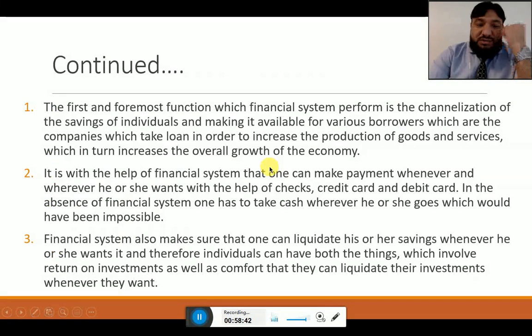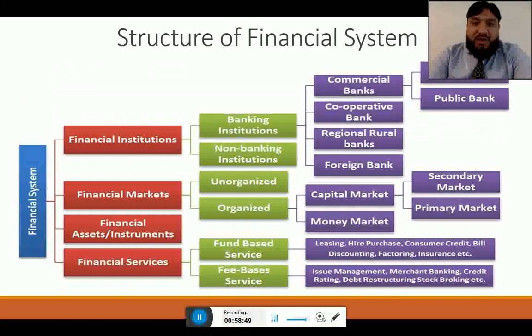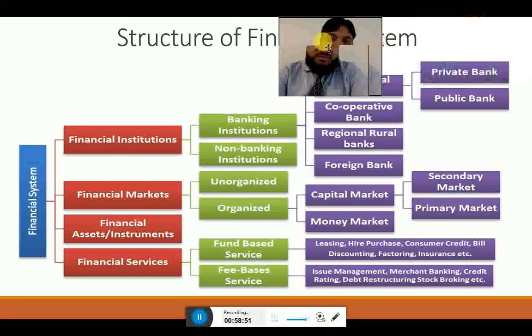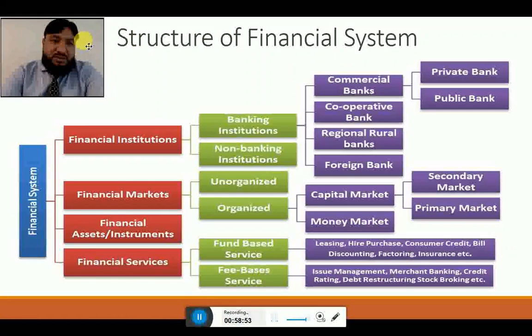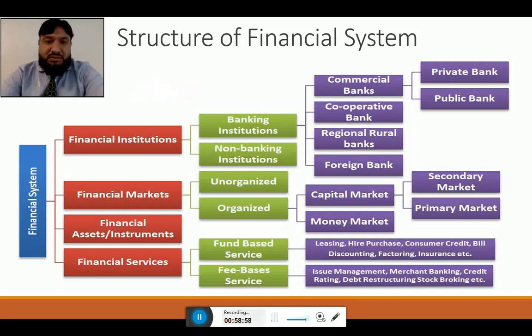Okay, the same things are discussed here in these slides. You can go ahead and read them for yourselves. This is the structure of the financial system. There is the financial system, financial institutions, financial markets, financial instruments, and financial services. These are the 4 components, and the 5th component is money, which is the integral part of the financial system.